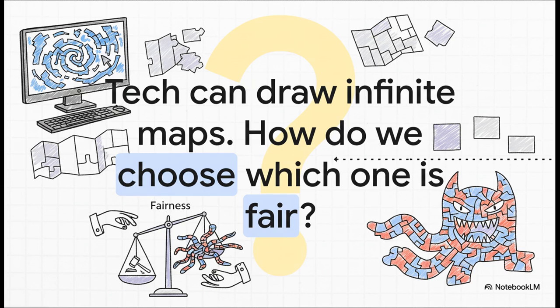Which leaves us with the ultimate question, doesn't it? If a computer can spit out 1,000,000 perfectly legal maps, how on earth do we choose the right one? How do we decide which one is truly fair? That isn't a technical problem. It's a question about what we think democracy should actually be. And that's the puzzle that we're all still trying to solve.